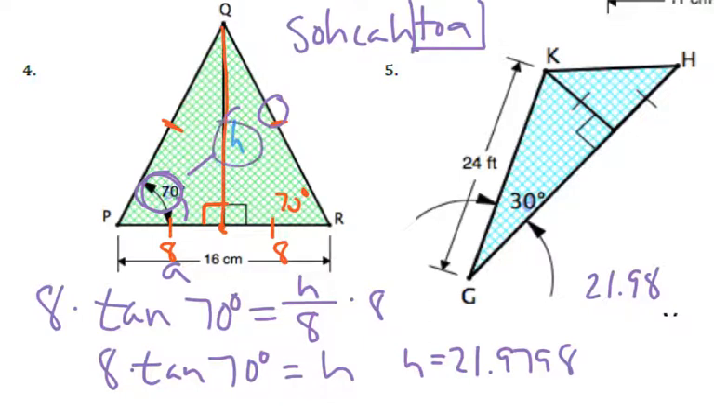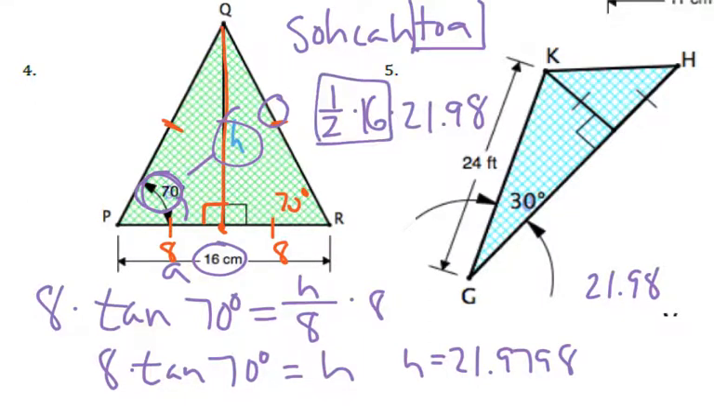So that's our height, right? So for the area, we go 1/2 times the base times the height, 21.98. That's really 1/2 times 16 is 8, so 8 times 21.98.